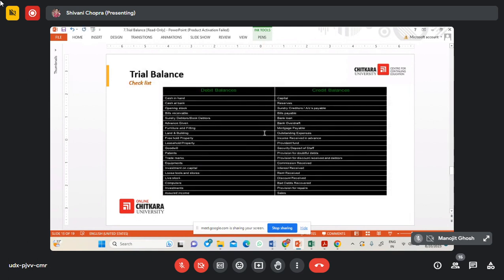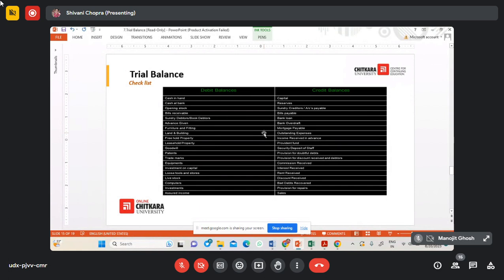So one checklist is there. It doesn't matter. You don't need to learn any sort of checklist here. All you need is to develop an understanding of which balance would have a debit balance and which balance would have a credit balance.